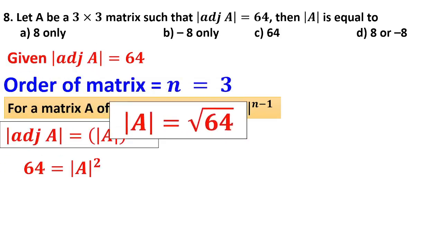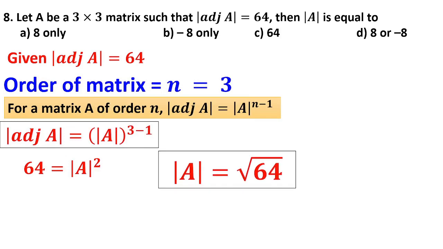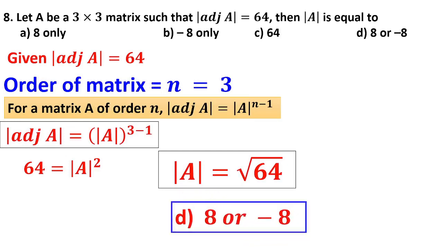I'm using the formula now. 64 is determinant of A the whole square. Determinant of A is root 64. Therefore, it may be 8 or minus 8. Check out, both 8 and minus 8 are possible.